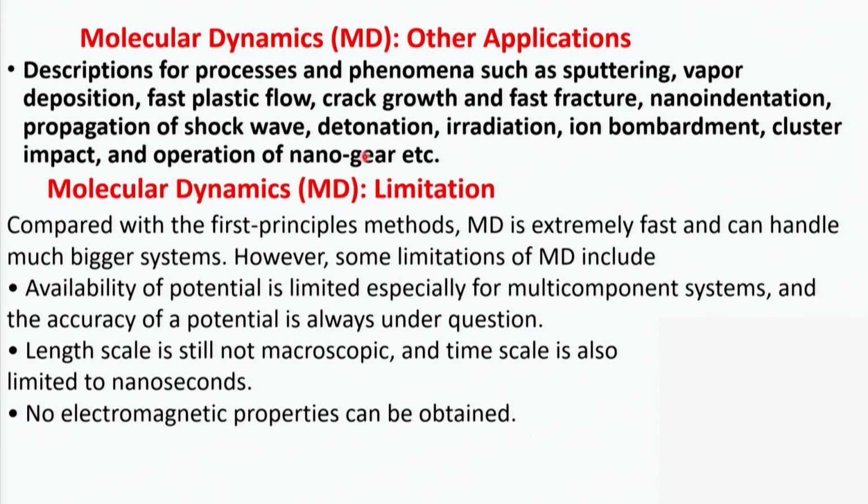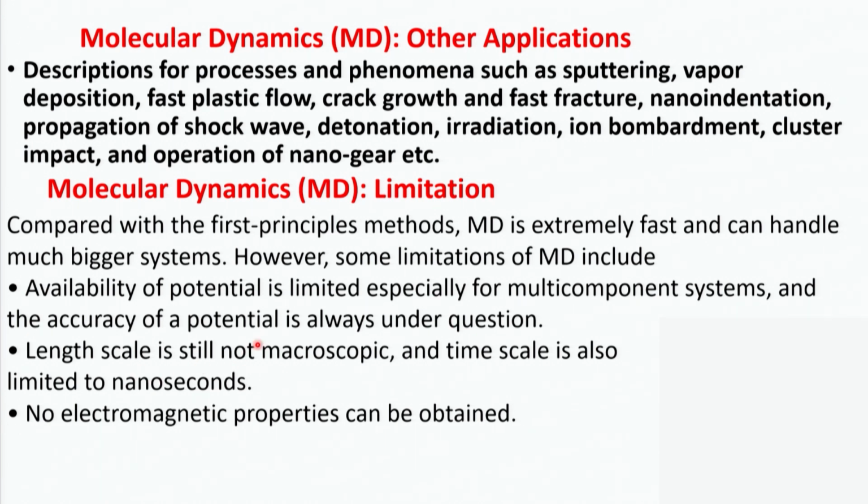So some of the limitations of molecular dynamics: compared with the first principle method, molecular dynamics is extremely fast and can handle much bigger systems, which is good news. However, some of the limitations of molecular dynamics include that availability of potentials is limited, especially for multi-component systems, and the accuracy of a potential is always in question.